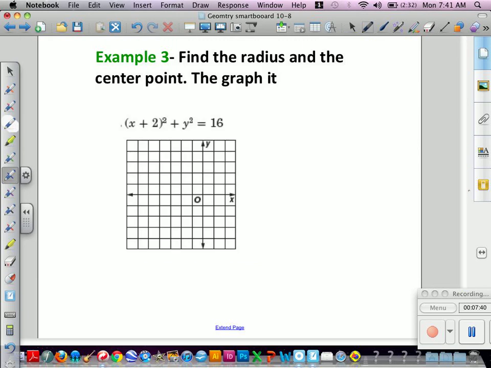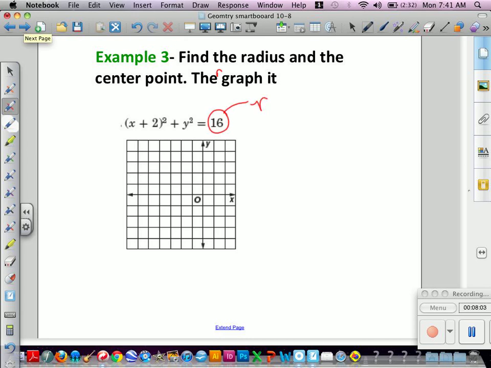Okay, let's take a look at our last problem. It says find the radius and the center point, then graph it. Okay, so we also have to graph it. So let's just go ahead and plot. This is a different problem. I thought we were on the last one. First we have to find the radius.